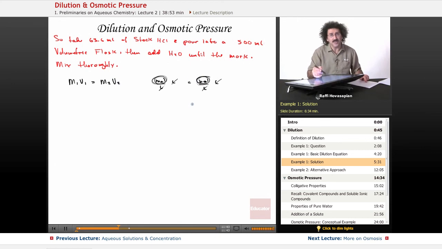So given this, I'm going to go ahead and do this problem again in an alternate way, just for the sake of doing it in an alternate way. I personally do it this second way. I don't use the M1V1 equation, but I know a lot of kids actually prefer an equation to work with. But I think about it like this, in terms of keeping the amount of solute constant.